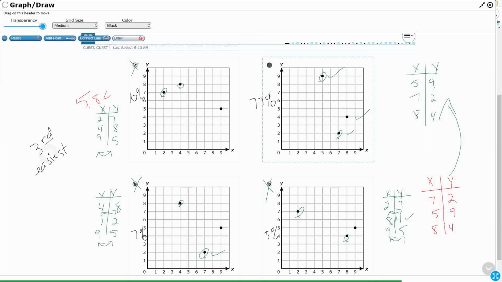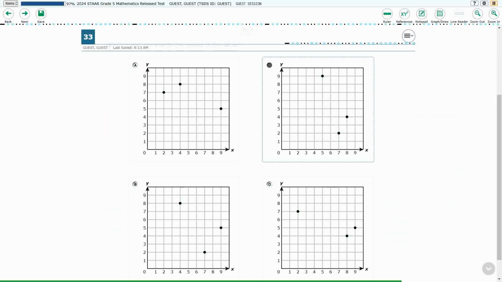Anytime you can get a graphing problem like this where you're just selecting multiple choice rather than actually having to create the graph, students are typically going to be doing okay.